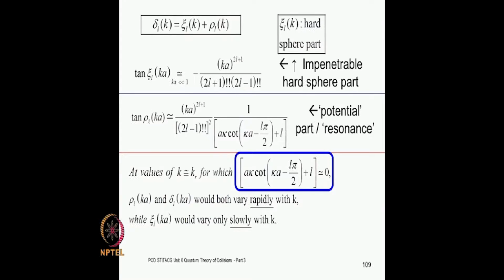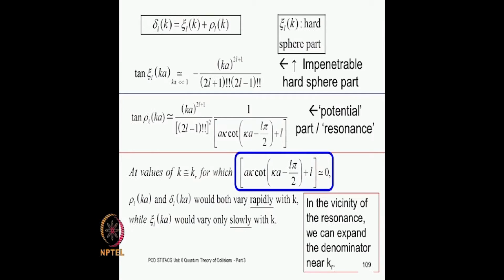So, you will be focusing your observations on the net phase shift, which is delta. Because rho will change very rapidly in the vicinity of the resonance, delta, which is the sum of xi plus rho, will also change rapidly. Out of these two pieces, xi will be changing relatively smoothly, but rho will change rapidly at the resonance. Okay. So, now we have got this denominator kappa, and kappa includes the momentum, as you will remember.